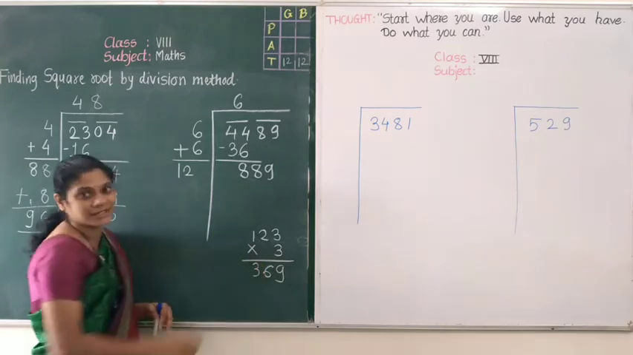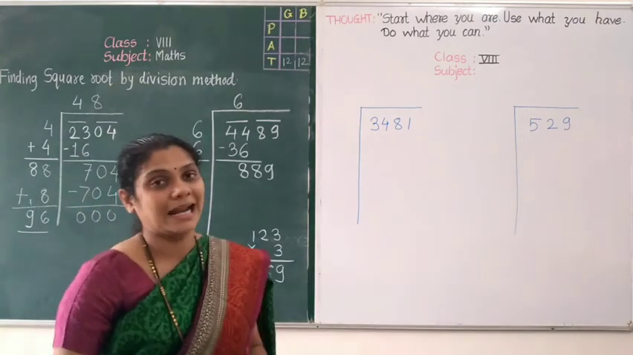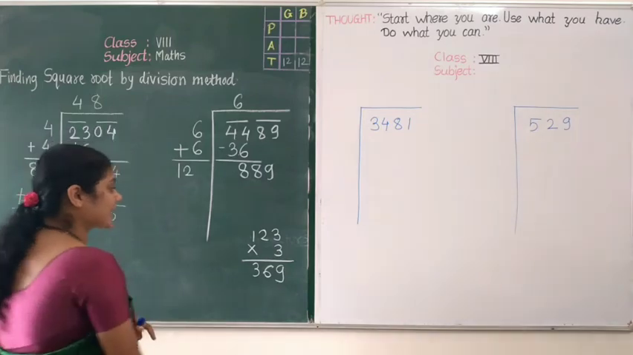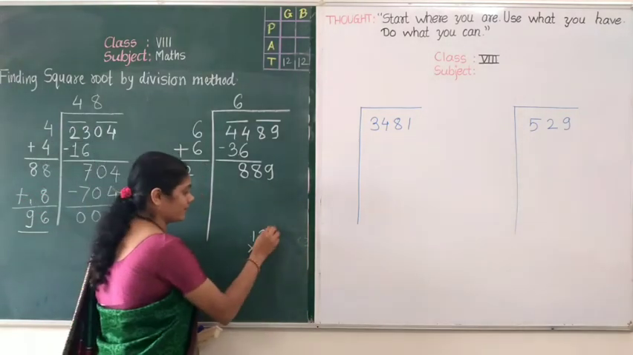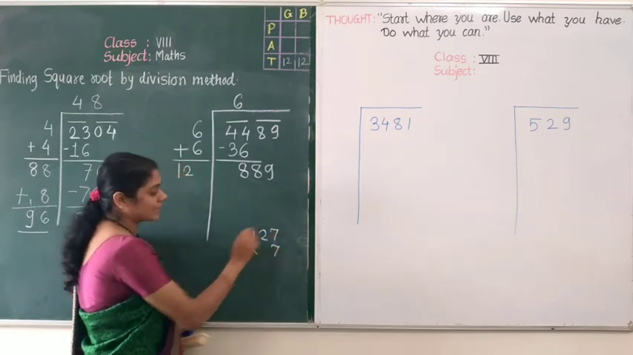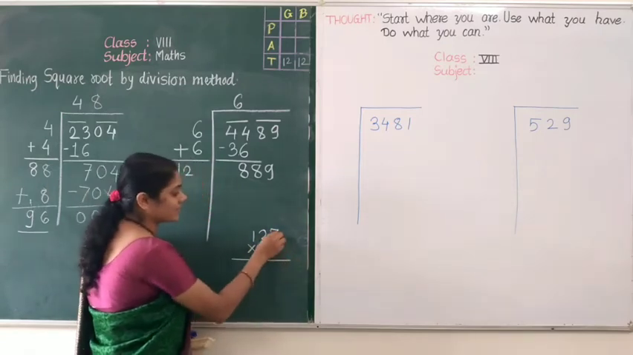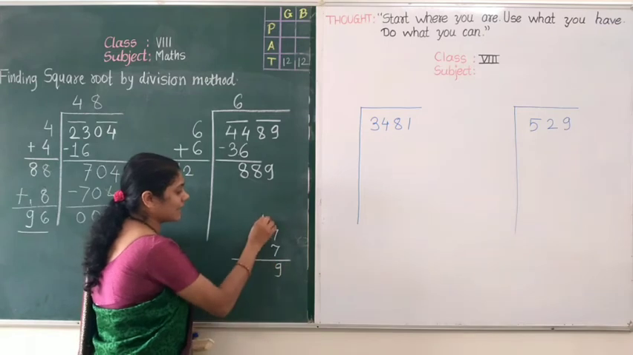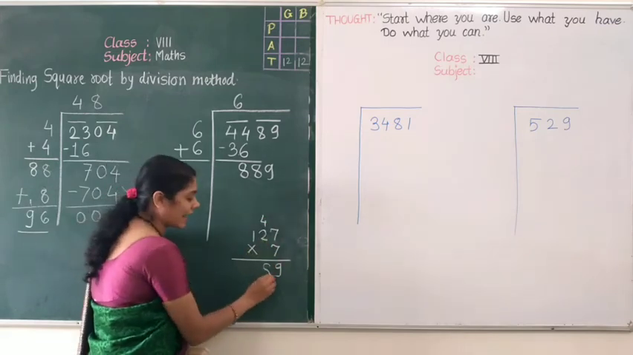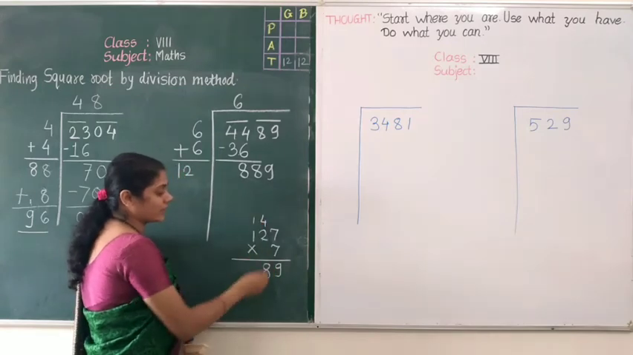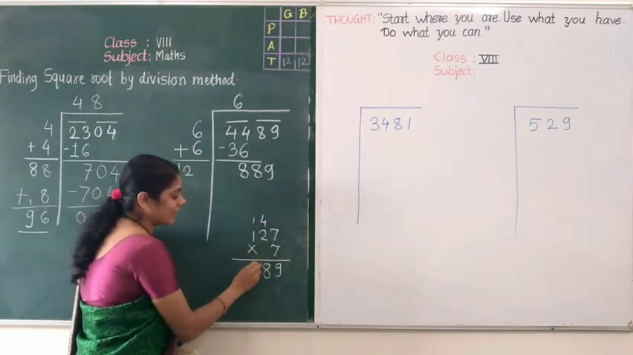So both numbers are different, so we cannot write there 3. So what is our second number that we have chosen? That is 7. So we will write here 7 and multiply by 7. 7 7s are 49, carry 4, 7 2s are 14, 14 plus 4, 18, carry 1, 7 plus 1, 8.